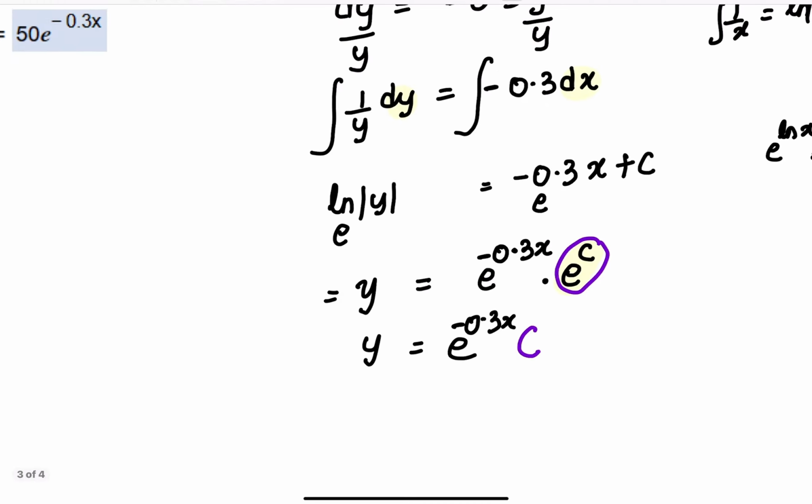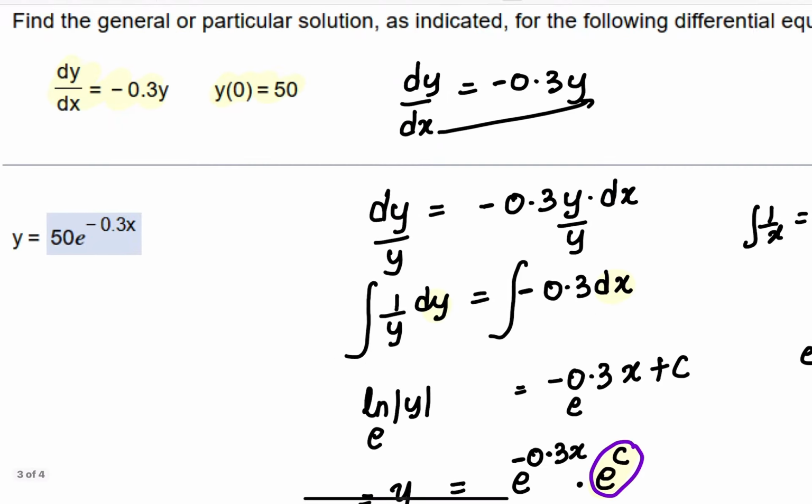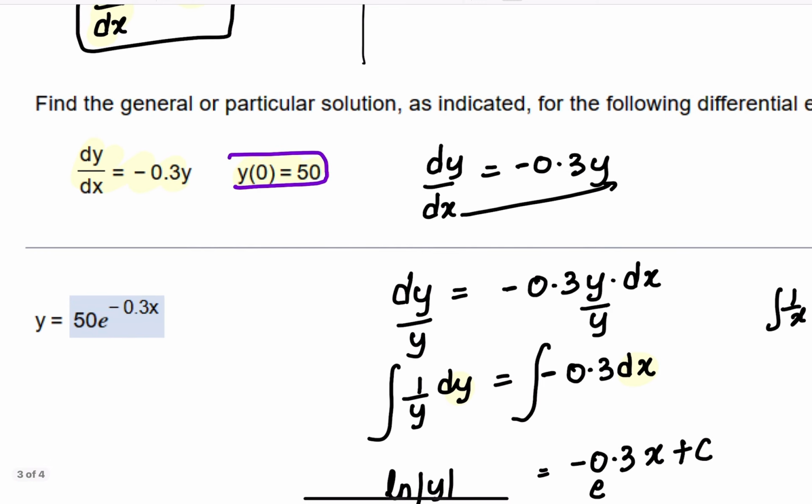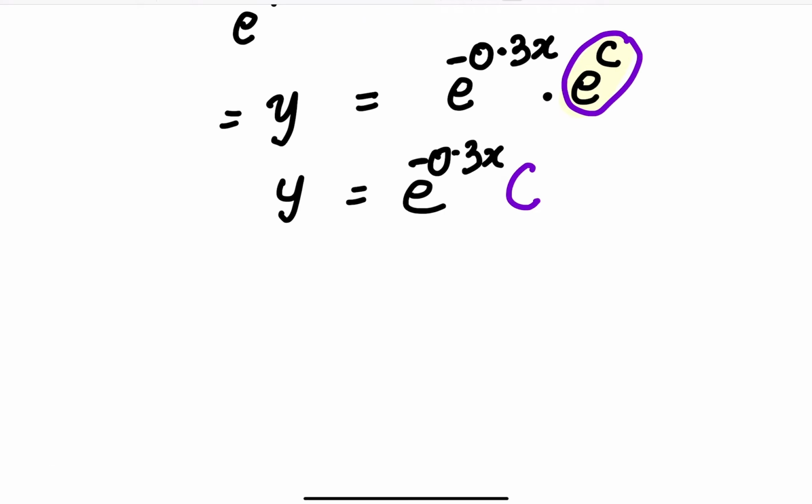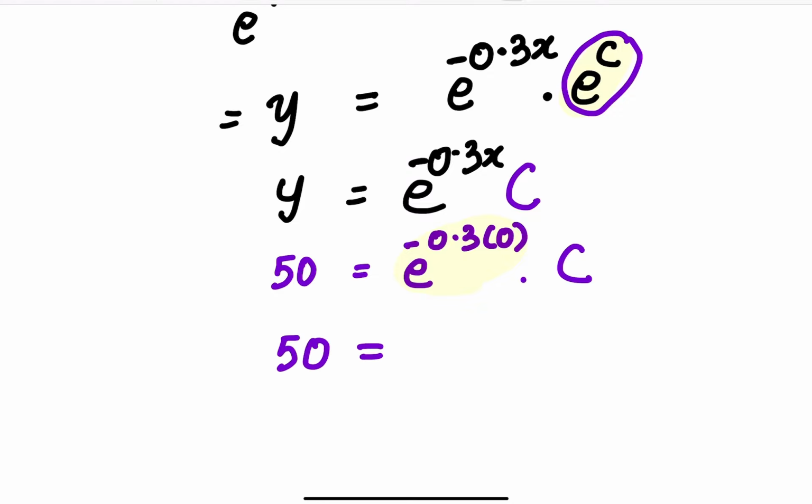And now, am I done? No, you're not, because you still have that constant there. So now I'm going to go back and use this second information that they gave me. Here they're telling me, hey, when your x is 0, your y is 50. Very good. Thank you for that. I'm going to go ahead and plug in. My y is 50, e negative 0.3, x is 0 times c. Anything to the power 0 becomes a 1. So 50 is equal to c.